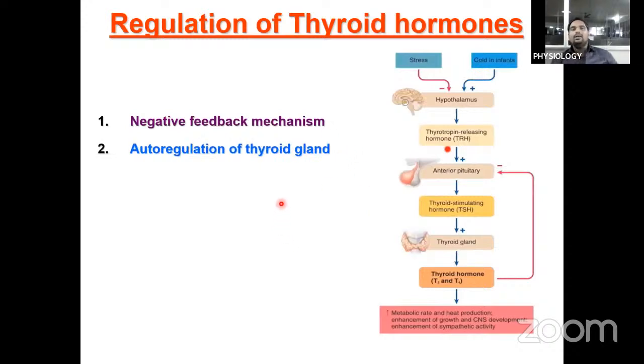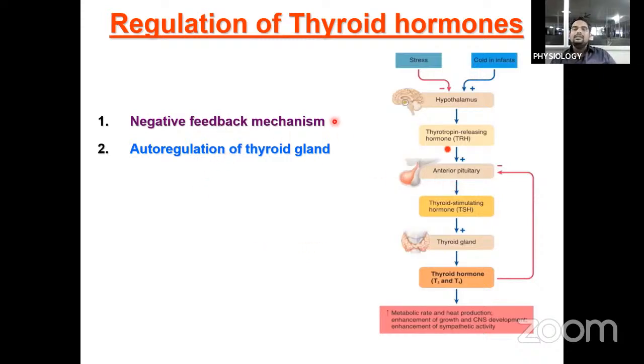Now we'll see about the thyroid hormone regulation. There will be two types of regulation. One is a negative feedback mechanism. Another one is auto regulation of your thyroid gland. First one, negative feedback mechanism.